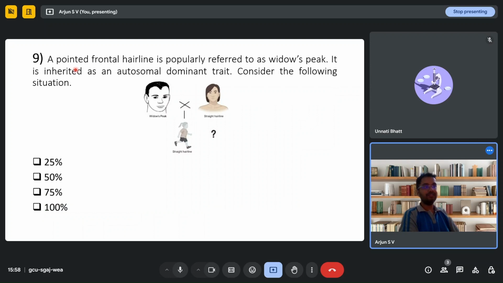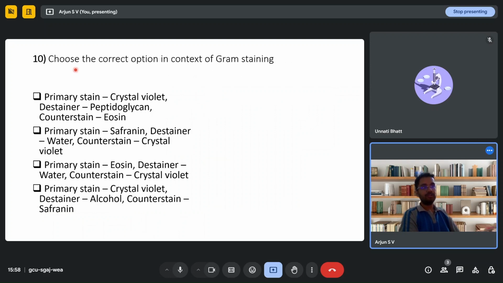Question number 9, we don't know, we'll just skip it for now. Question number 10 is the correct option about the primary stain, counter stain, as well as the decolorizer in gram staining. The correct answer is primary stain is crystal violet, decolorizer is alcohol, and counter stain is safranin.